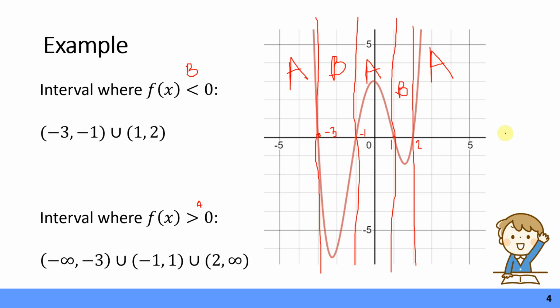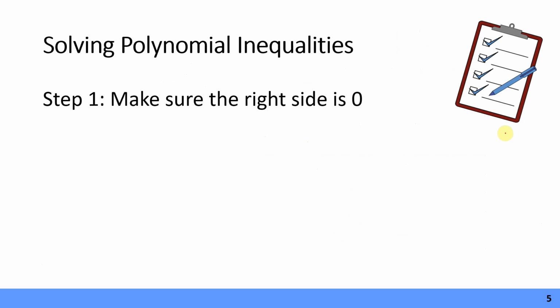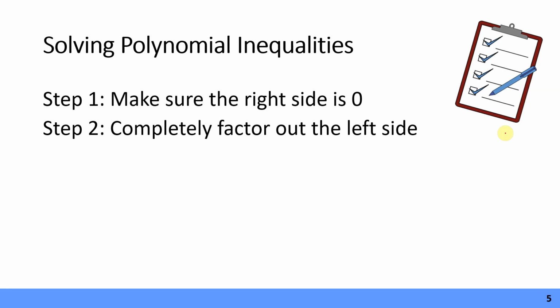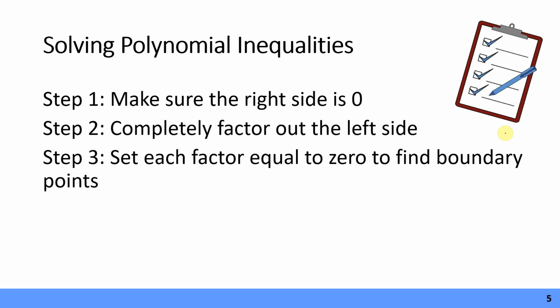Okay, pretty simple. Now, how do we solve an inequality when we don't have a graph? So this is going to take us several steps. Step number 1, when you are presented with an inequality, first make sure the right side is 0. Your inequality always has to have a 0 on the right side. Step 2, you're going to have to completely factor out the left side. So now that everything is on one side, you have to factor it out. Step 3, you're going to set each factor equal to 0, and we're going to call these answers boundary points.